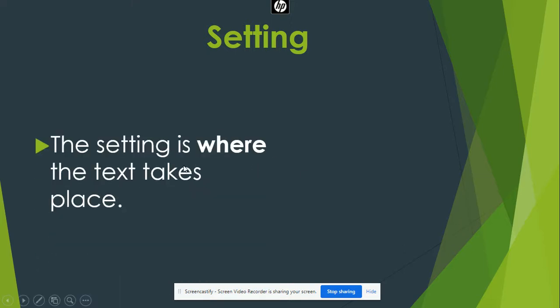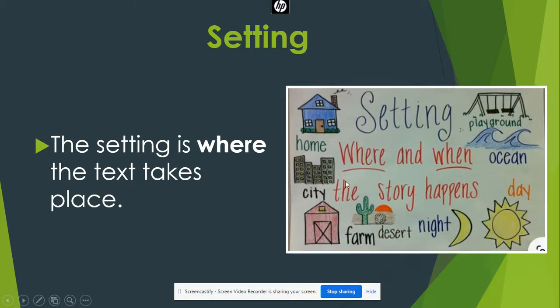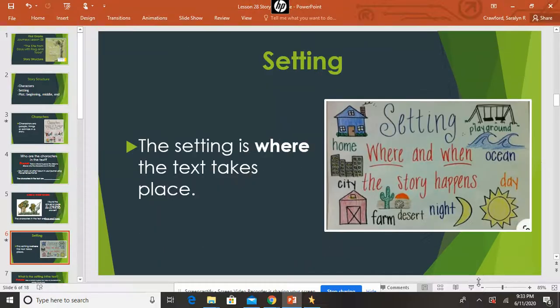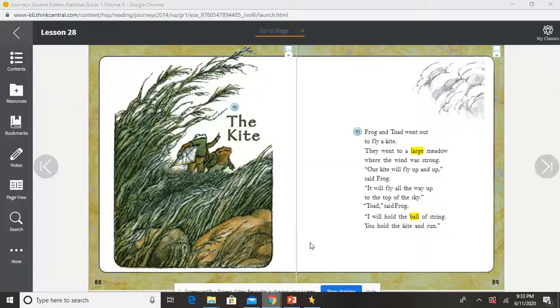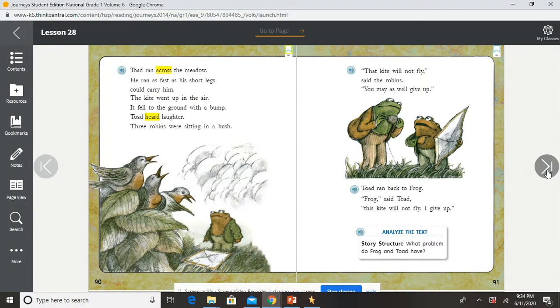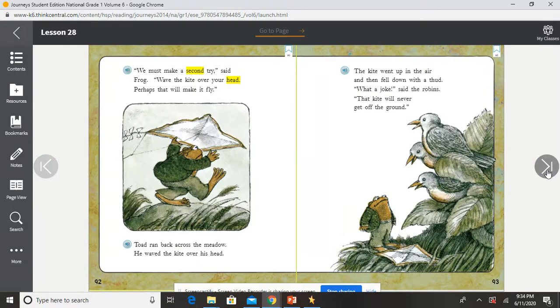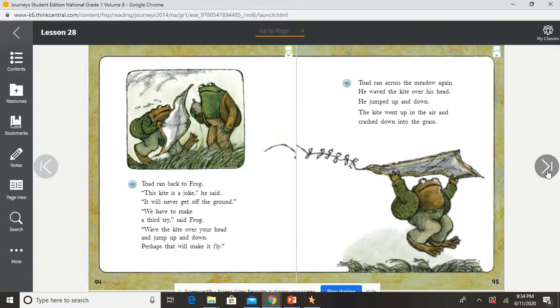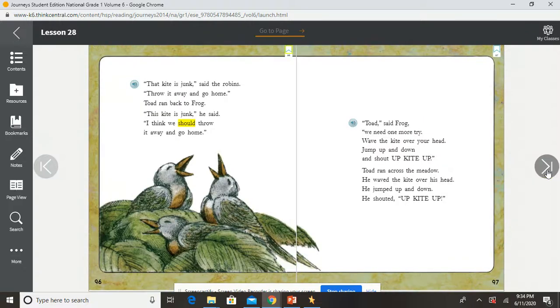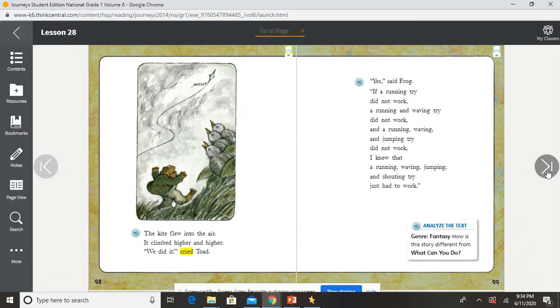The setting is where the text takes place. It could be when also. Is it during the nighttime or the daytime? So let's look back at the text. And I want you to think, where are Frog and Toad? Are they at school? No. Are they at the Dollar Tree? No. Where are they?